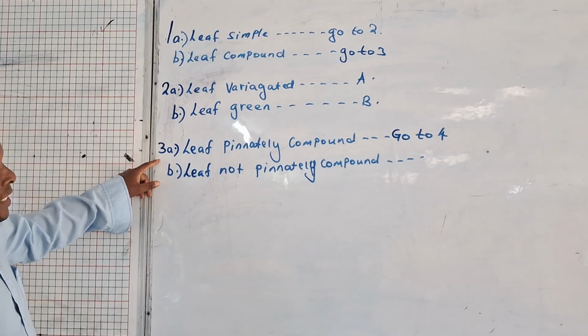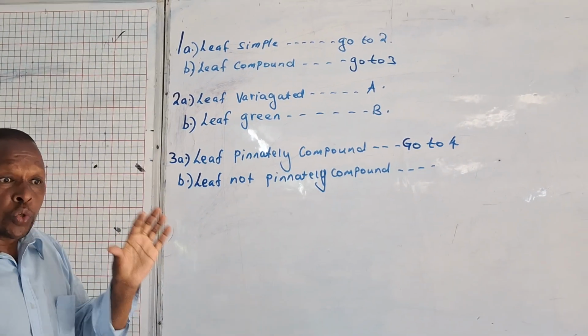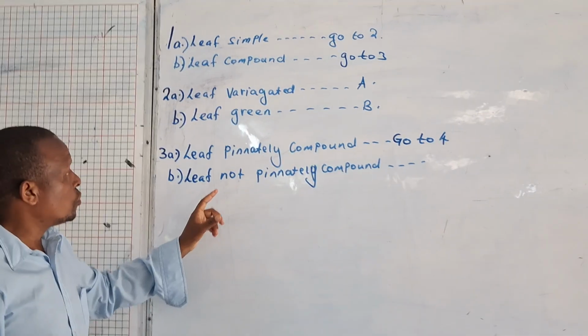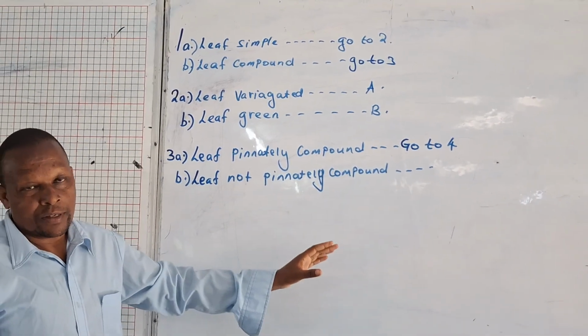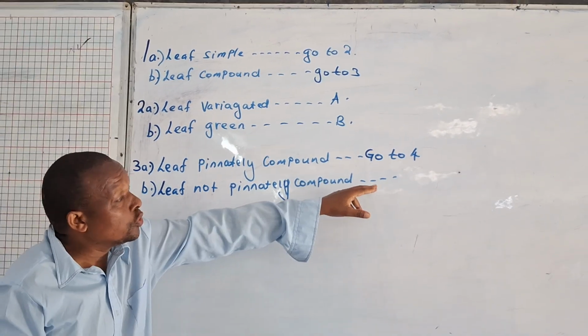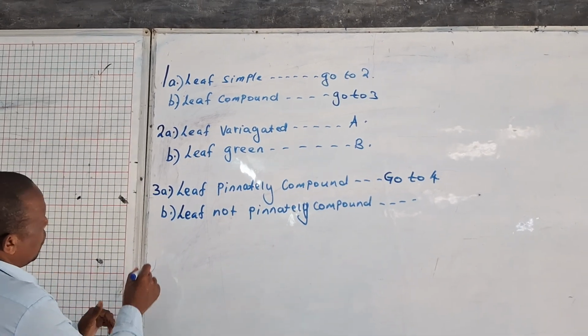So we know number 3 is dealing with what? Compound leaves. But we have got two types of compound leaves. Those which are pinnately compound and those which are not pinnately compound. Are we together? So we deal with the number 4 and then we know where we are going to go after we are done with the number 4. So we go to number 4A.